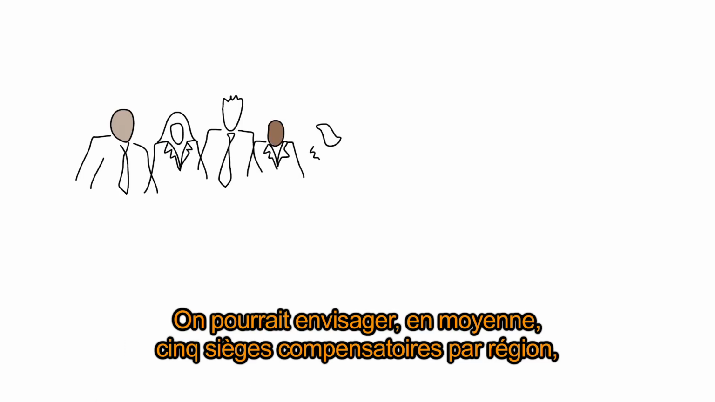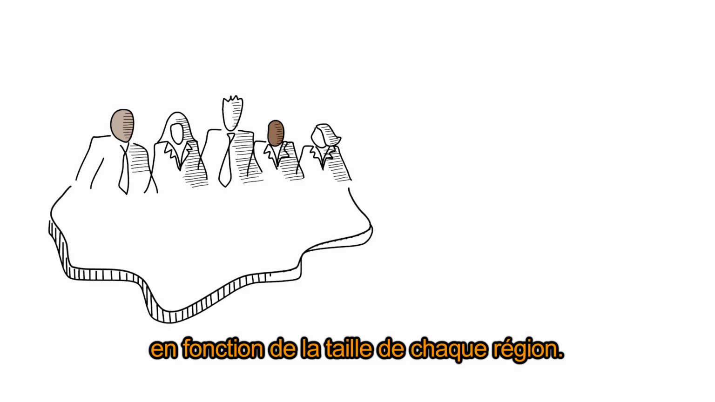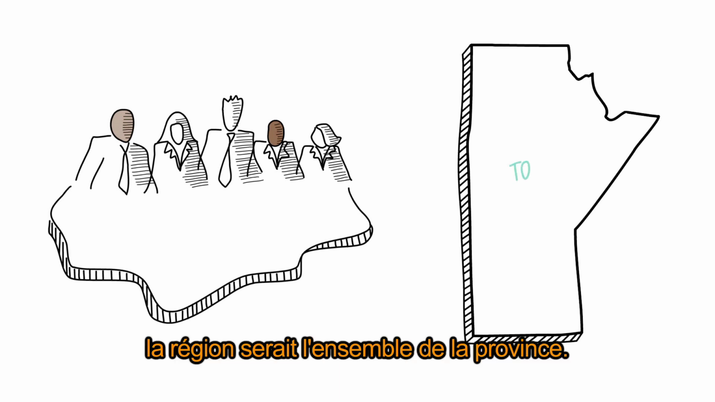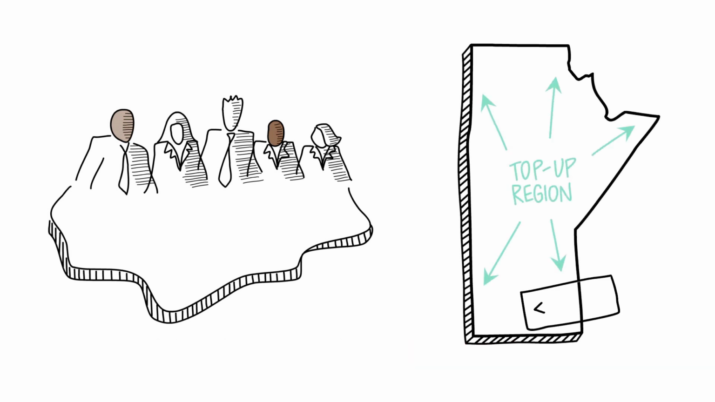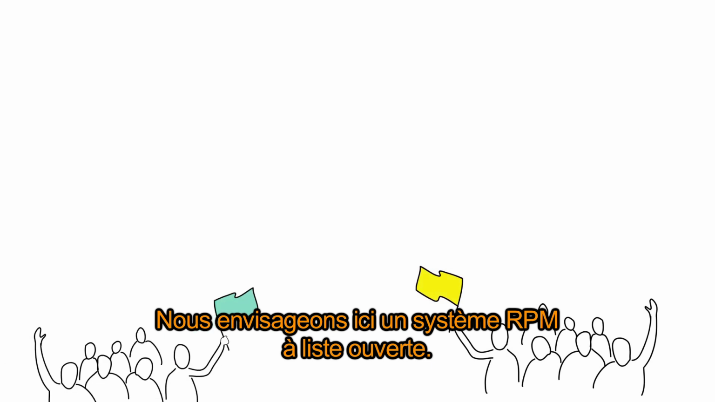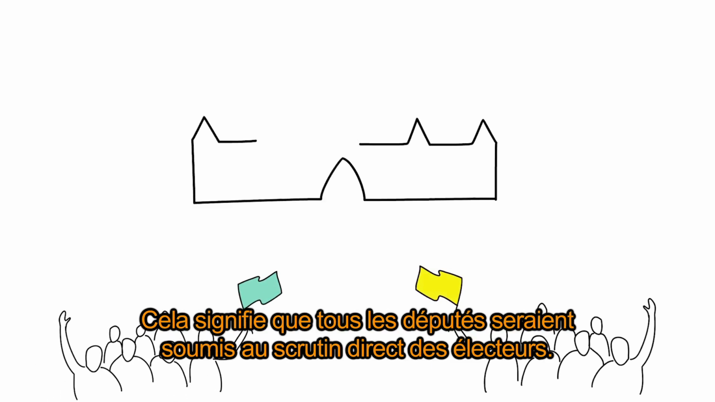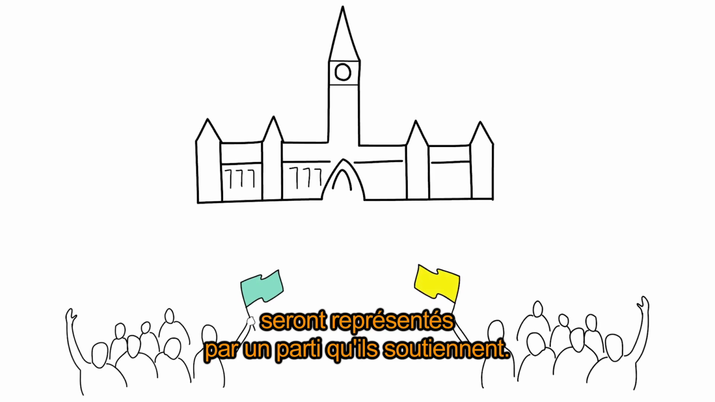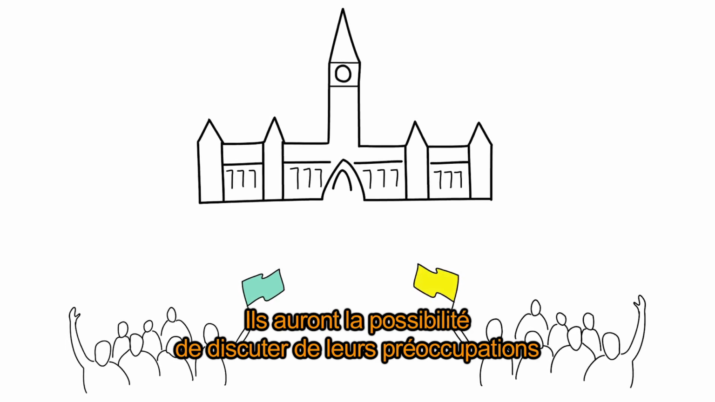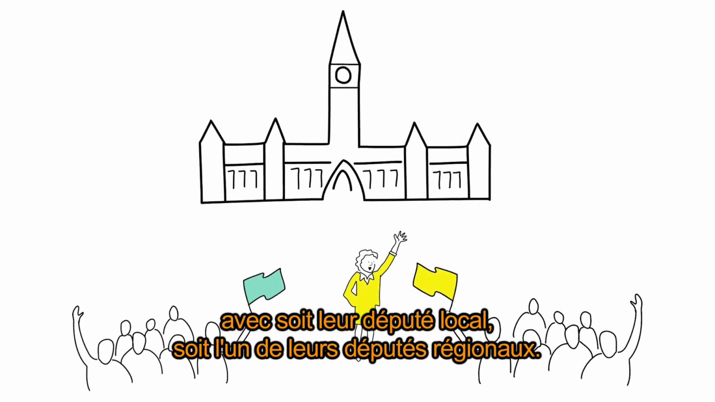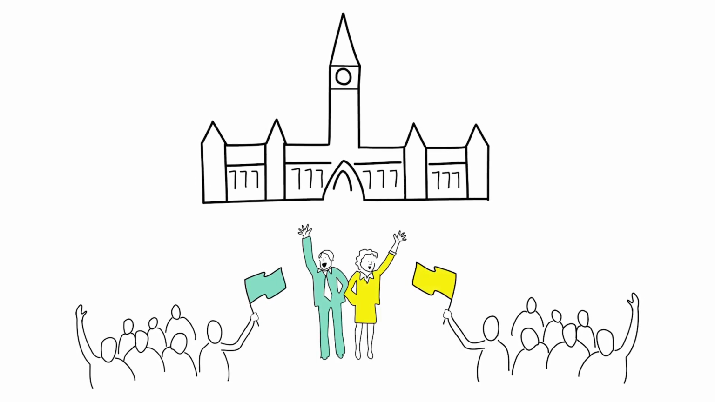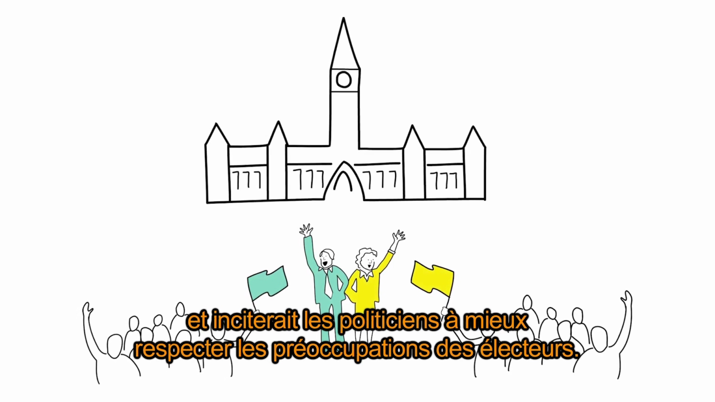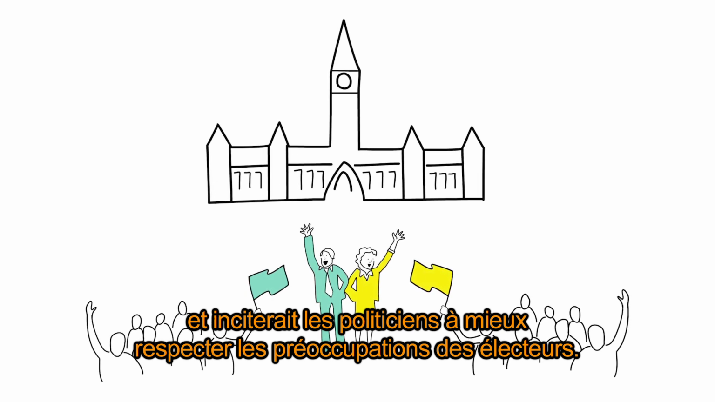The top-up regions would have an average of 5 MPs, depending on the size of your top-up region. In a province with 14 MPs or fewer, the top-up region would be the whole province. This MMP model uses open lists so that all the MPs face the voters. By using an MMP voting system, most voters will be represented by a party they support, and they'll have the option of taking their issues to either their local MP or one of their regional MPs. Using MMP will change the dynamic of political competition, creating incentives for politicians to respond to what voters want.